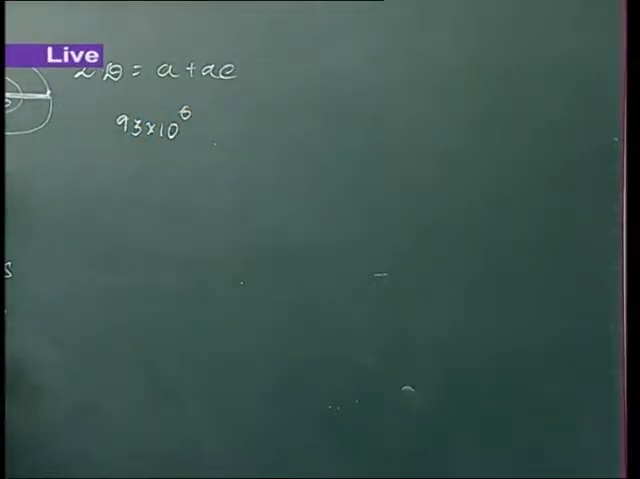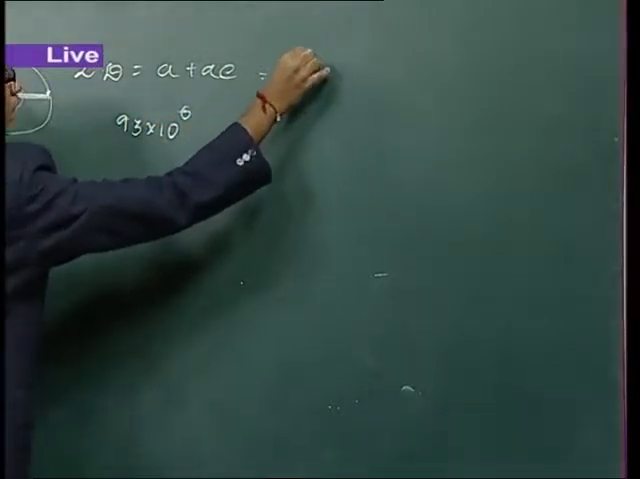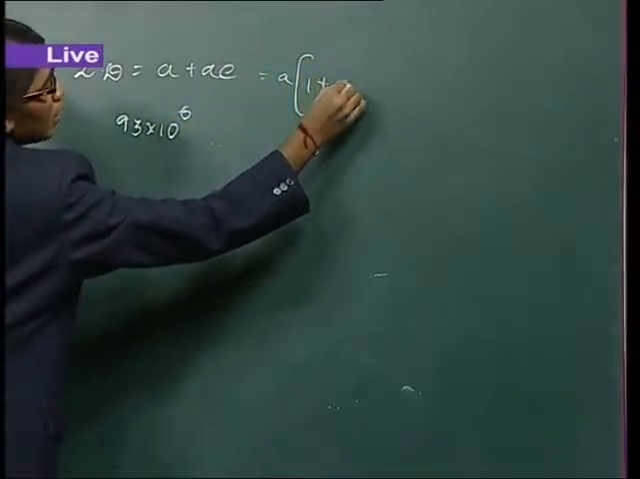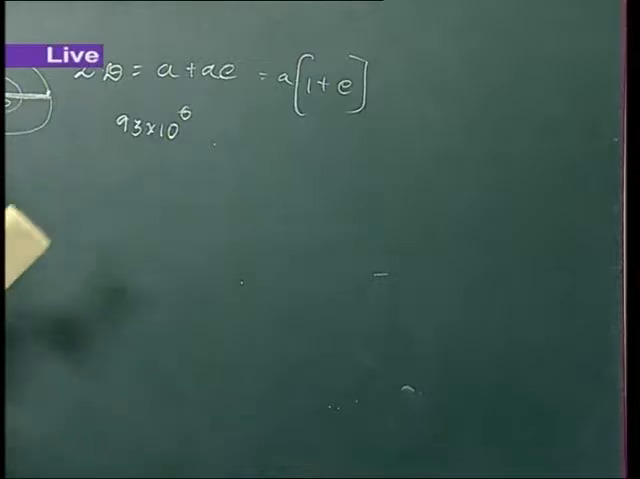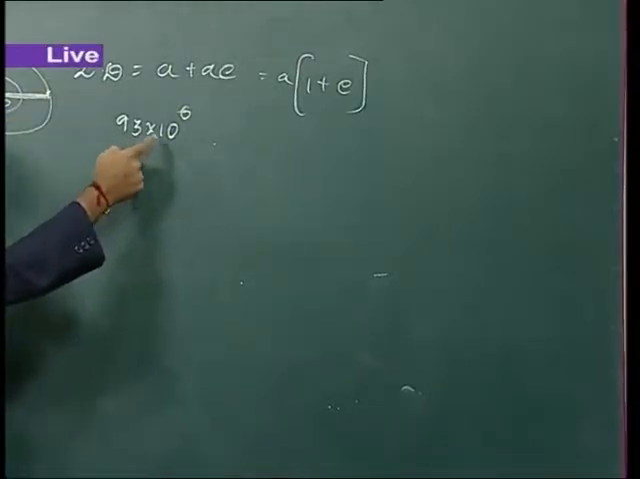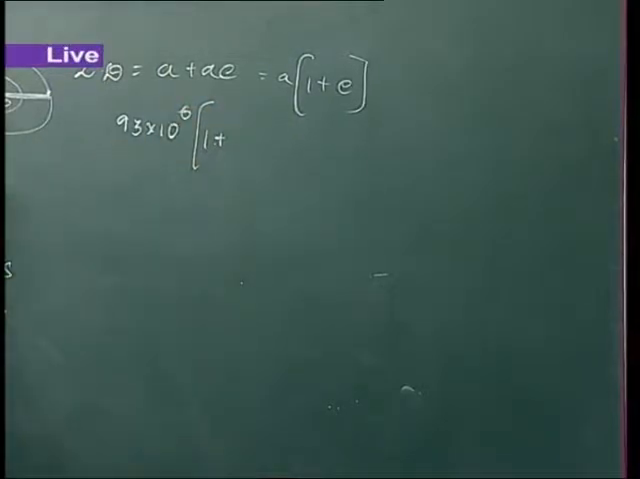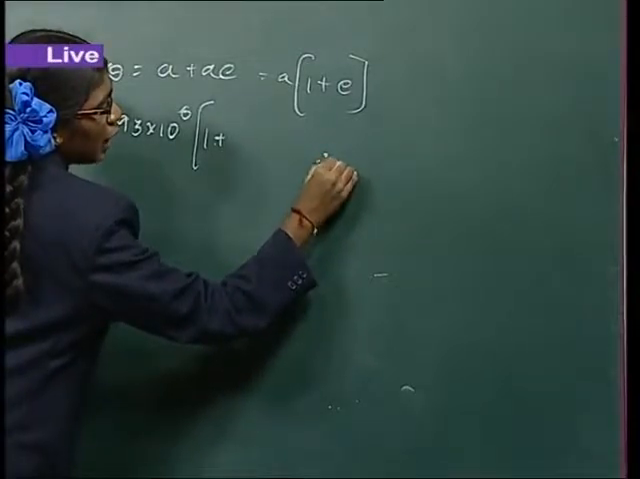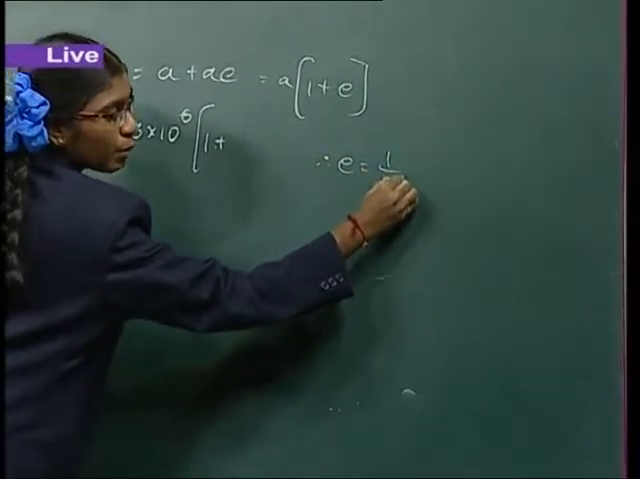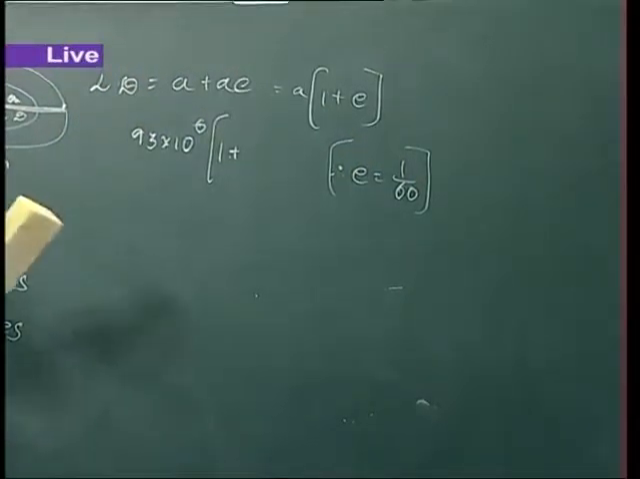What is the value of e? Here a is common, so we have to write it like this: 1 plus e. Is it clear, friends? Taking a as common, we get 1 plus e. Here the value of a is 93 into 10 to the power of 6, into 1 plus e. What is the value of e, friends? We know that the value of e is 1 by 60.